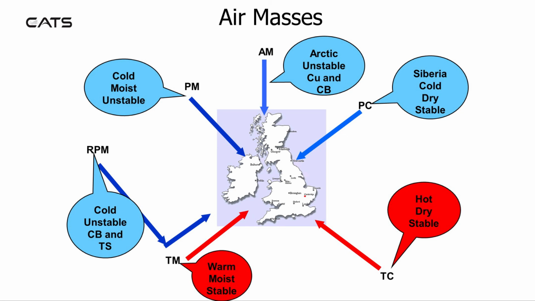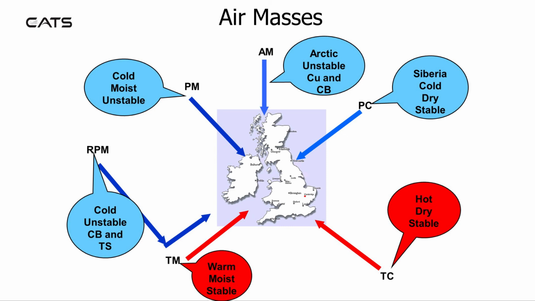Polar maritime is cold, moist and unstable, the source region near Iceland. This northwesterly flow becomes more unstable and brings rainfall or snow depending on the time of year.